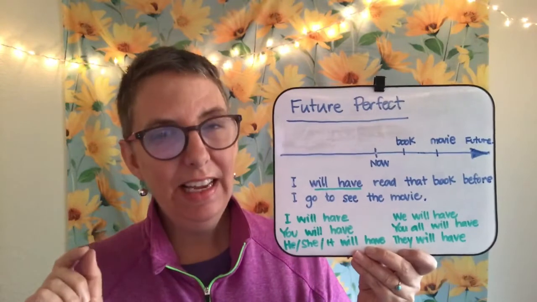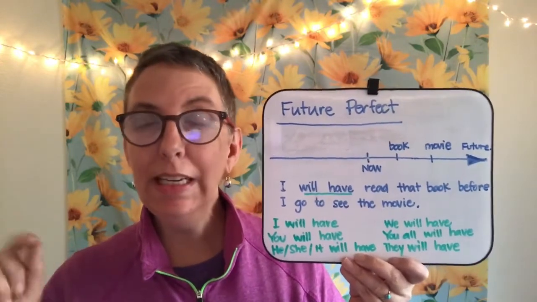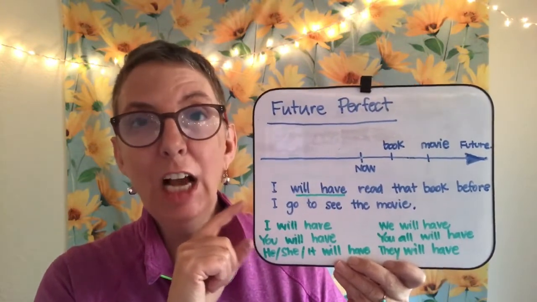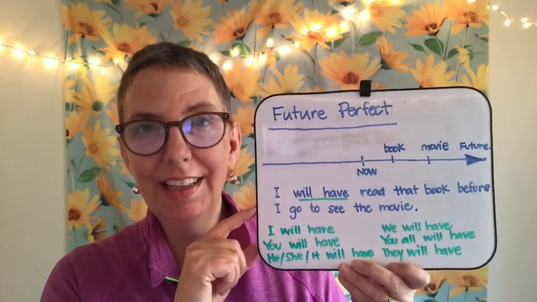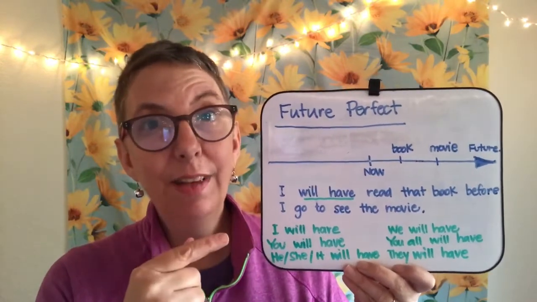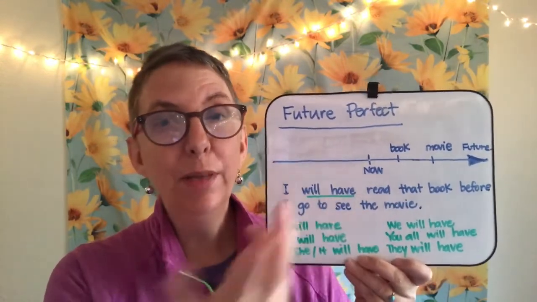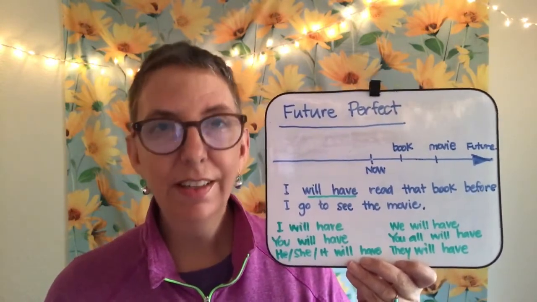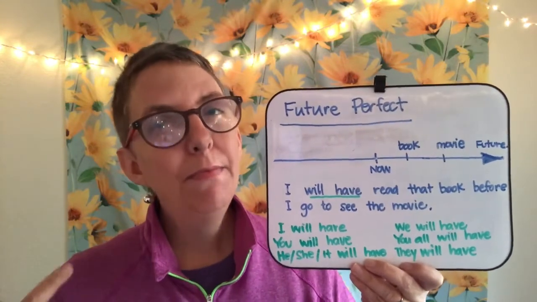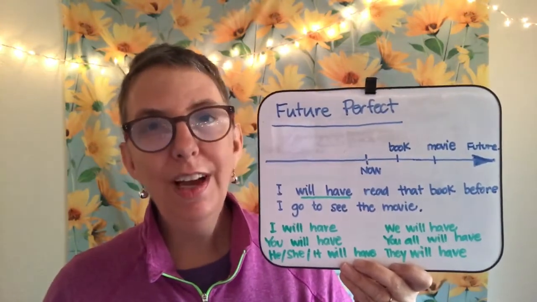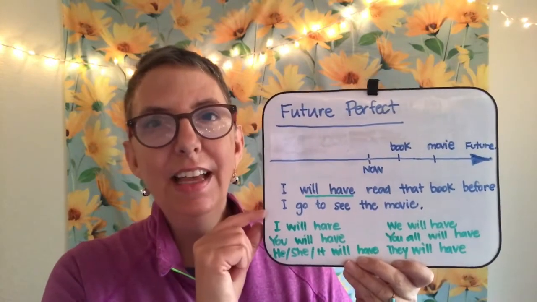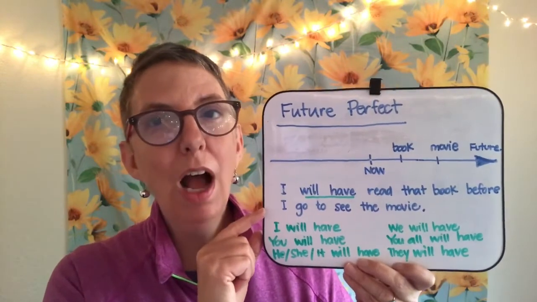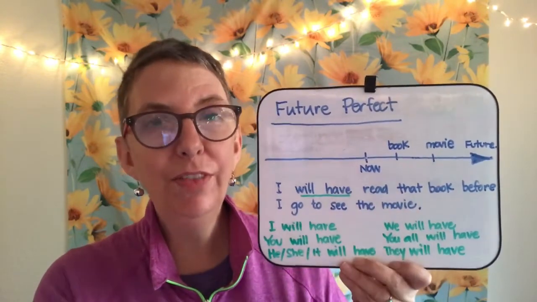Now, one of the things that makes this verb tense a little tricky sometimes is that the way I have the sentence here is a very common way that we say something like this, where in the second half of the sentence we say, I go to see the movie. I will have read that book before I go to see the movie. Very common. But it might make it a little easier for you to understand if I said, I will have read that book before I will go to see the movie.